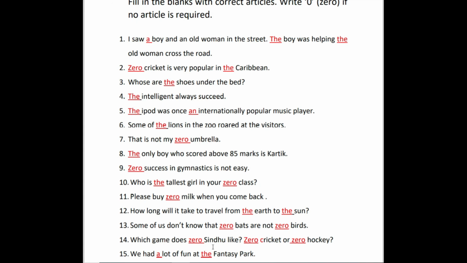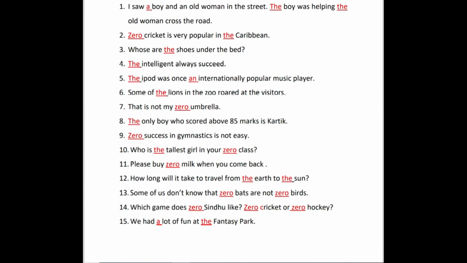Number 14. Which game does dash Sindhu like? We are not supposed to write the before the name. Sindhu is the name of a person, meaning it is a proper noun. So, no use of any article before Sindhu. Dash cricket or dash hockey, again it is the name of the game, cricket or hockey. So, before the names of games, sports, and subjects, we are not supposed to write any article. So, the correct answer should be zero.